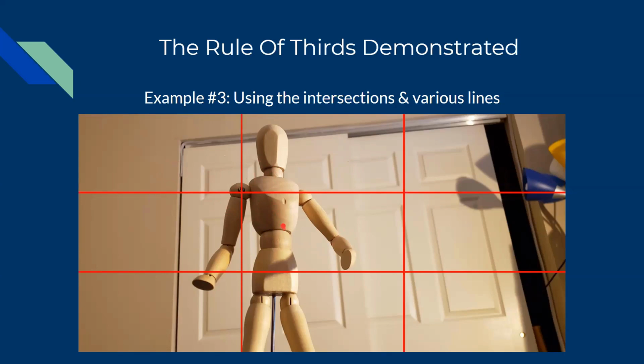Now, generally speaking, you want to use these intersection points and align them to things that are interesting in your photograph. So if you're taking a photo, let's say it's a birthday party, and little Sally is turning 5 years old, and she's blowing out the candles on her cake and you've got your phone out trying to get a nice picture, try and align this intersection point with the middle of her face.